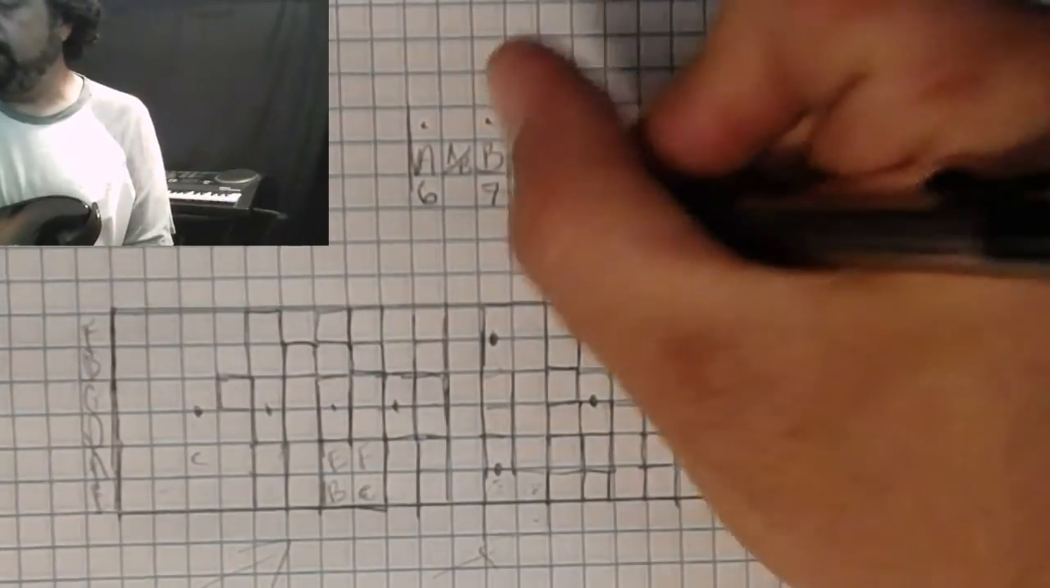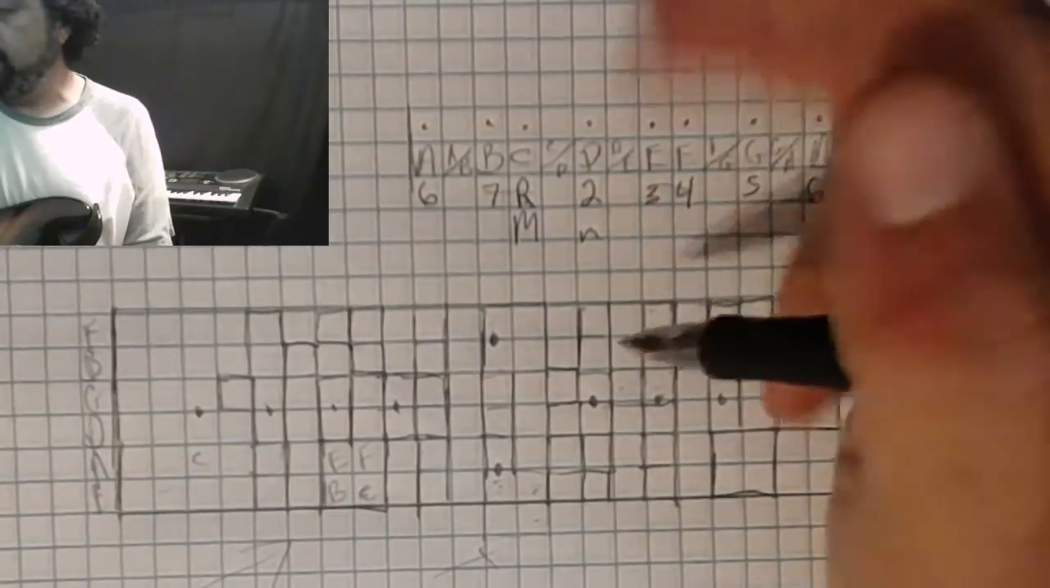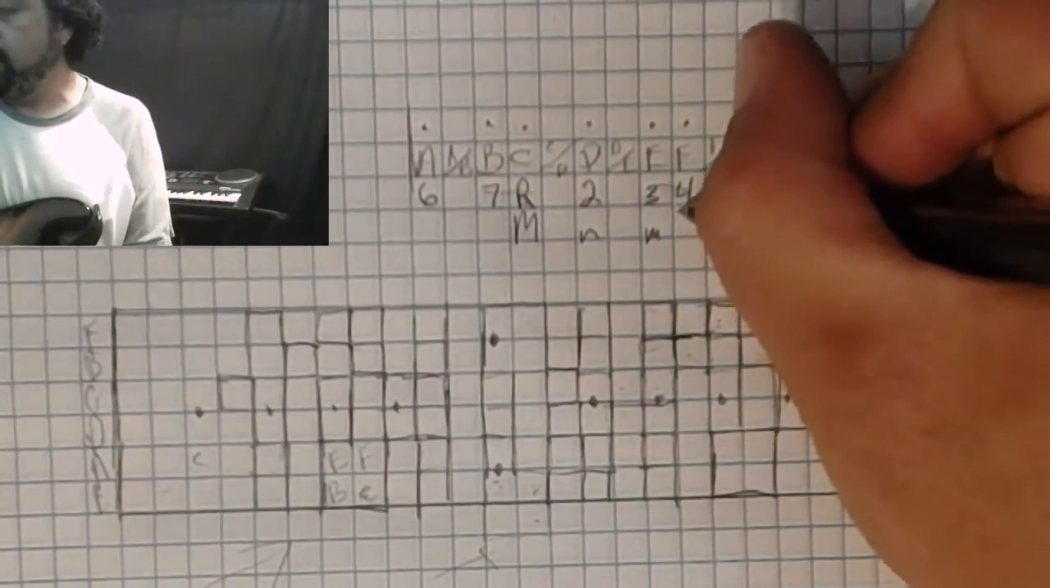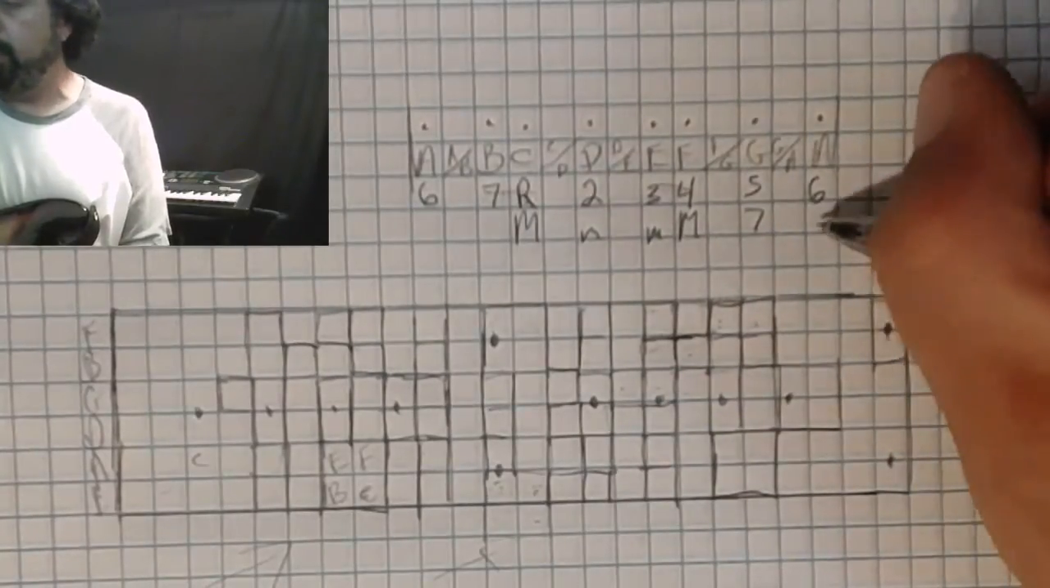And just for a handy reference, we might even put major, minor. Let's just put a small m there for minor, a small m there for minor, big M, put a 7 there, because that'll be important to know.